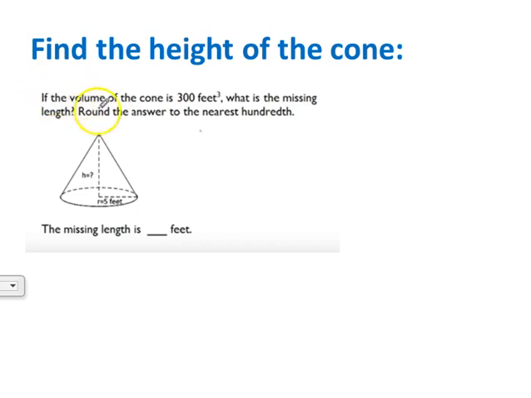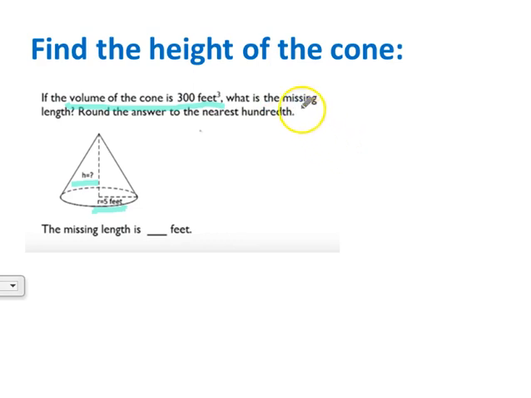The problem says if the volume of a cone is 300 feet cubed, what is the missing length? And what other information is given? So let's look at the diagram. It says h equals question mark. So we don't know what the height is. We're trying to find the height. And then it says r equals 5. So we're given the radius. So we're given the volume and the radius, and we need to find the height, just like we did for cylinders.